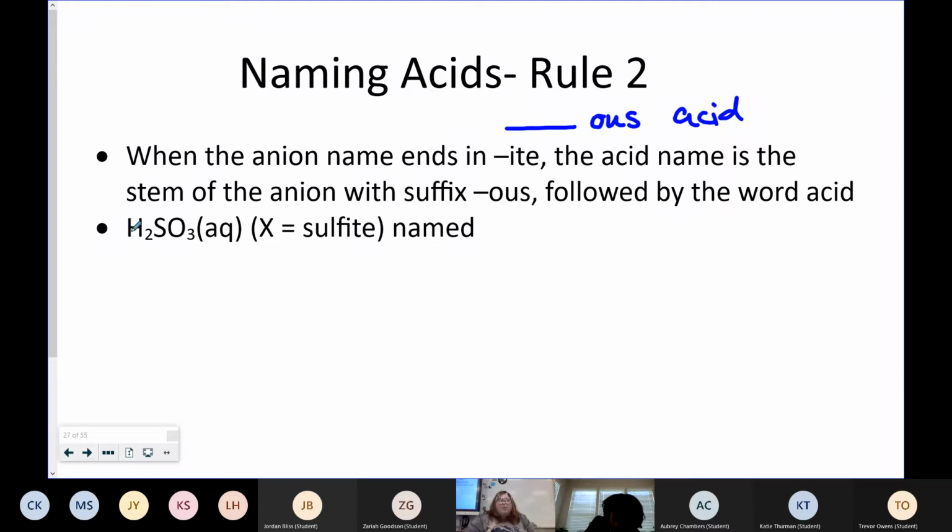Here I have the example of H2SO3. SO3 is sulfite with the -ite. So we would name this as sulfurous acid. We could also have something like HNO2 as another example. NO2 is nitrite, so this would be nitrous acid.